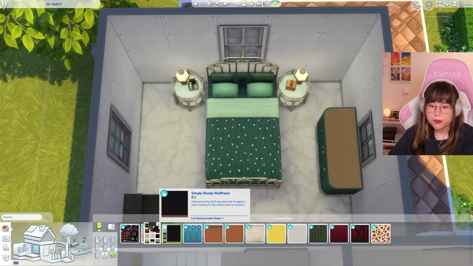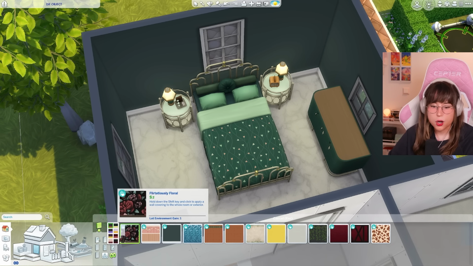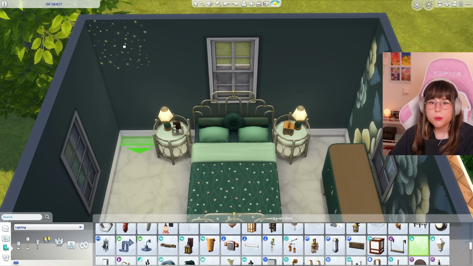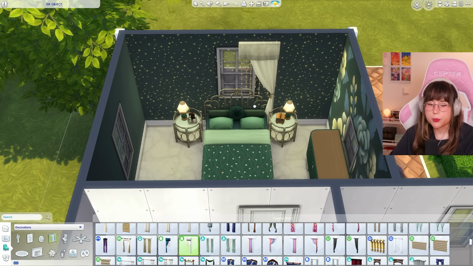Right, so for the wallpaper, do we have a dark green in this one? Yes, we do. Oh, and maybe we can pair that up with this wall. The flowers. Oh. But maybe on these two walls only. Oh, and then on this wall, we can have the twinkling lights. Oh, I think that could be cool. Yes, I do like that with some curtains also.